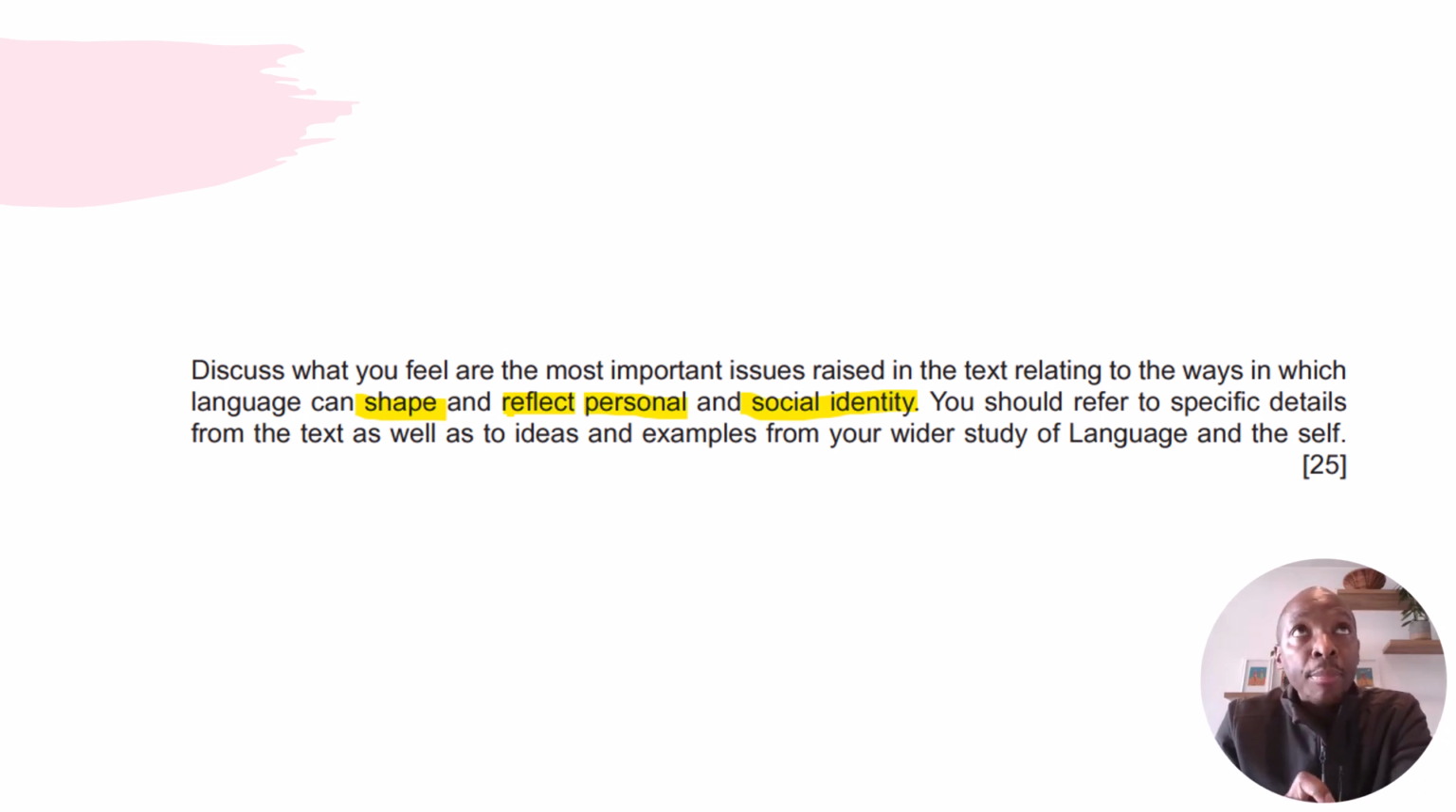So note that paper 4 language and the self questions can be framed slightly differently depending on the focus of the task at hand. In this case, we're asked to think about personal and social identity and the ways in which it interplays with language, right? The ways in which language shapes and reflects personal and social identity. So that should be a clue in terms of which theoretical worlds you're drawing from, right? And then when it asks us to refer to ideas and examples from wider study, right? That's all that you've been learning in your classes.